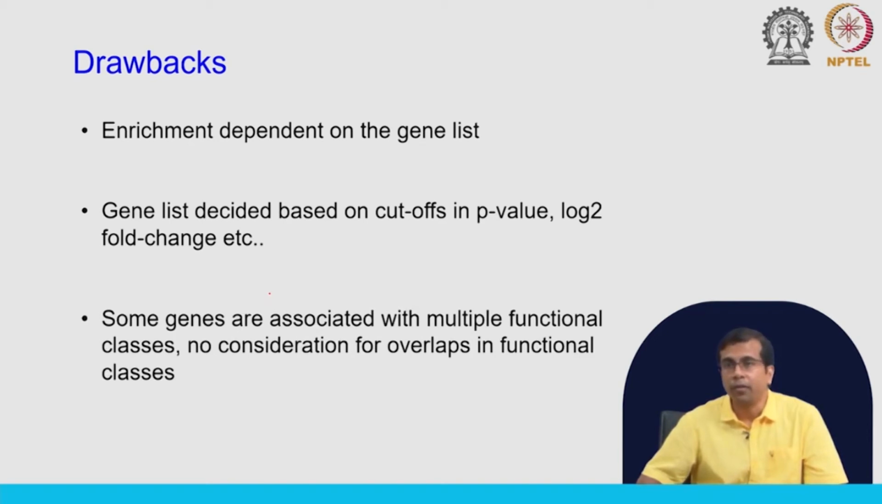And we are also ignoring the fact, when we are doing this analysis, that some genes are associated with multiple functional classes, and we are not considering overlaps in functional classes. There will be overlaps, because one gene can be part of 2 different functional classes or even more, and that information is not considered at all. So, we consider every gene as independent and we just do the statistical test.